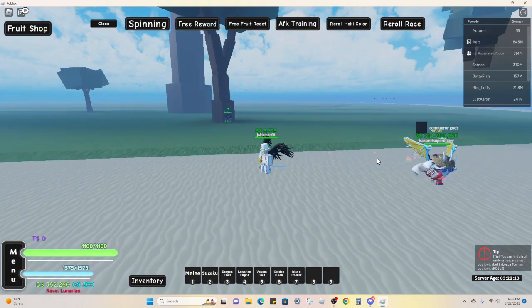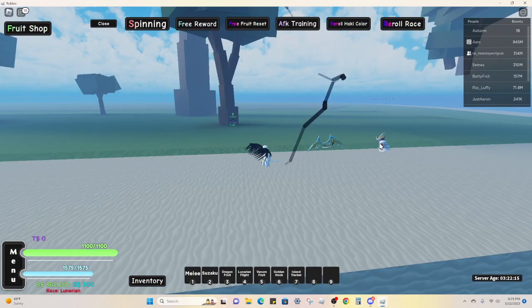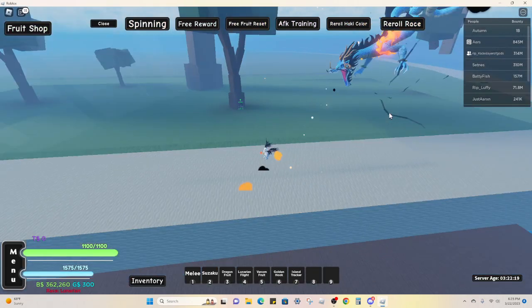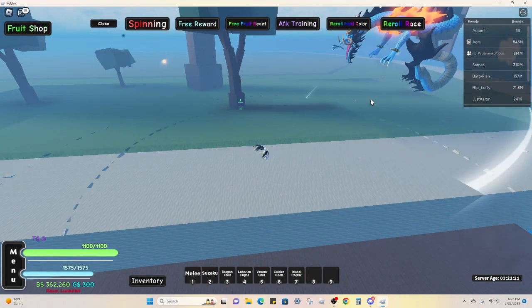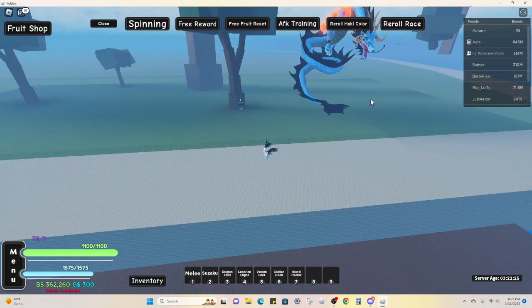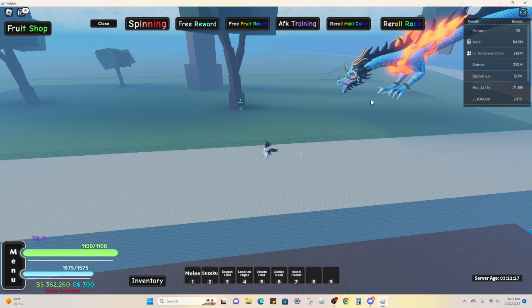Haki! That's my Conqueror's Haki. I currently have the dragon fruit right now. Bro, why the f your wing? Bro, your wings and your horn just stay there, bro. Your wings and your horn. And then I have the dragon fruit right now. Y'all probably know what it looks like.